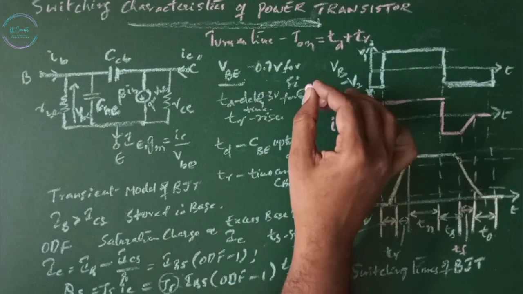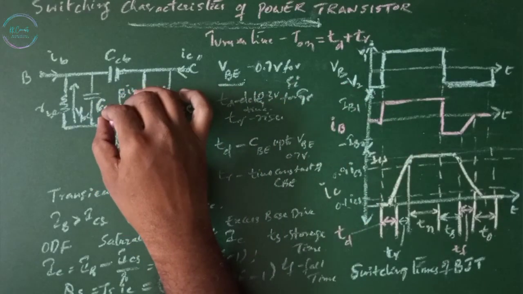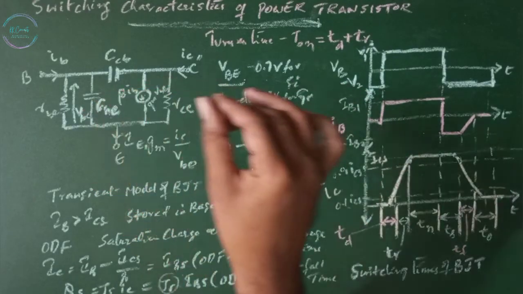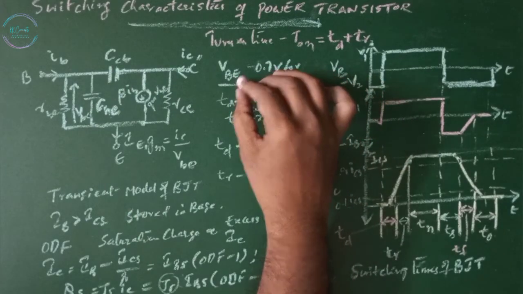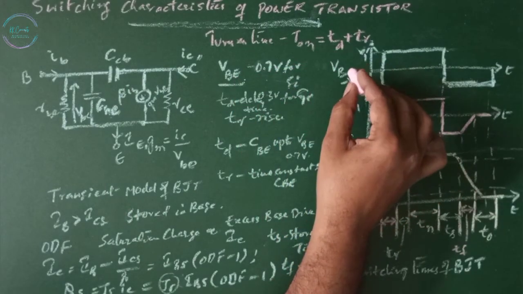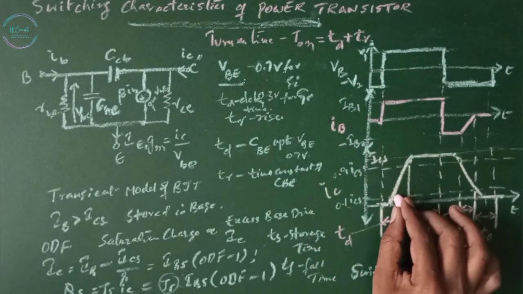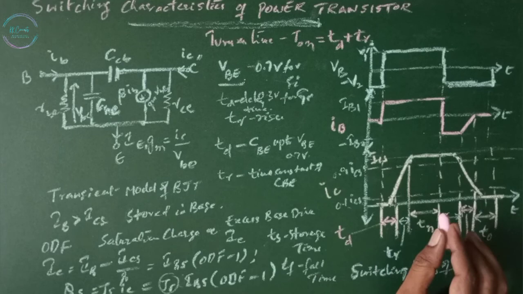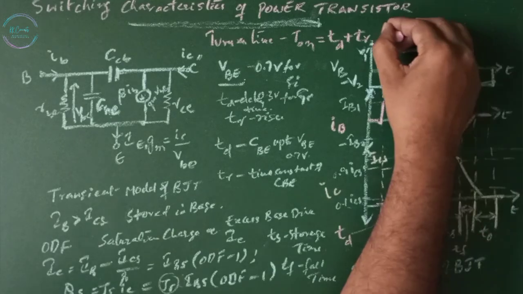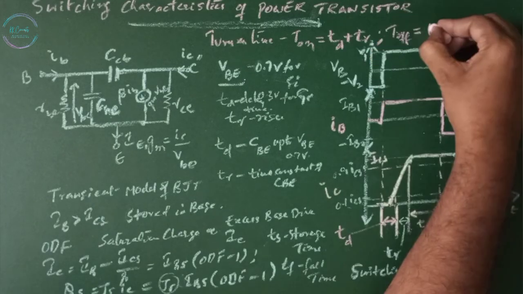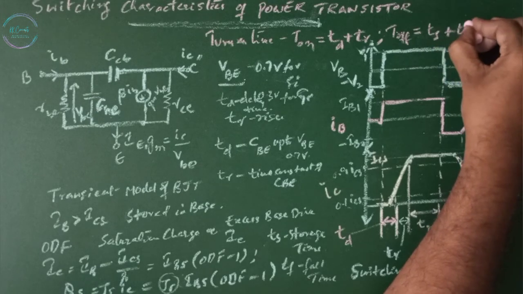This delay time is the time taken by the capacitor CBE to charge from 0 to 0.7 volts of VBE, and TR is the time taken to rise from 10% of ICS to 90% of ICS. Turn off time equals TS plus the fall time TF.